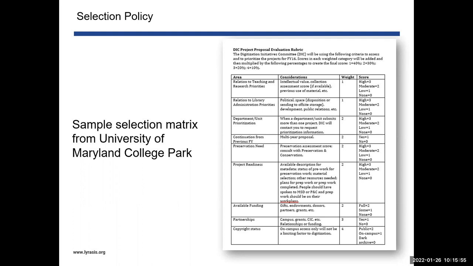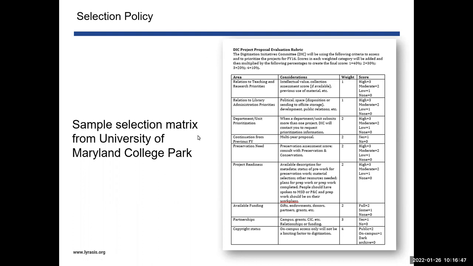In this example, the copyright status is weighted as a 4, which I think for their matrix means lower importance. And then the higher importance are things like relation to teaching and research priorities. That's going to be a deal breaker. Basically, if it doesn't relate to teaching and research priorities, it's not going to be a priority for digitization. So you could consider making a matrix like this, or a simpler policy that says we prioritize digitizing materials that relate to teaching and research priorities. However you do it, I would say document it and communicate it so it's clear why and how decisions are being made.